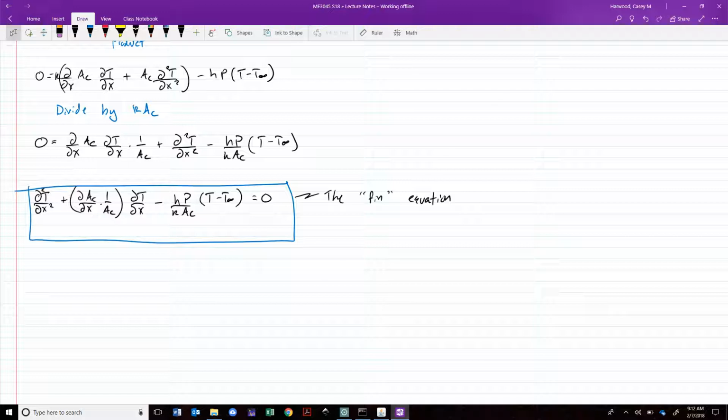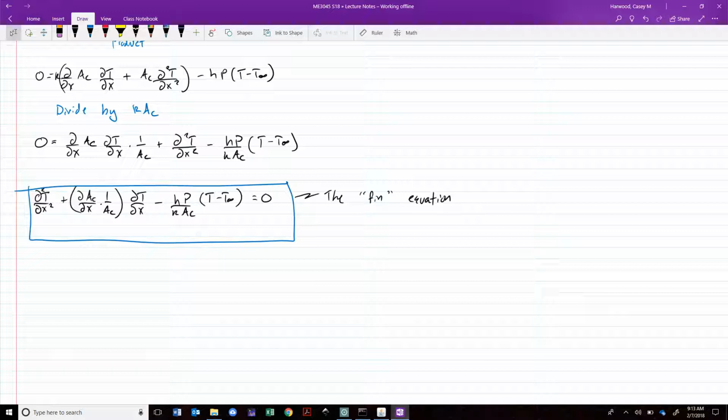What's nice about this is that T is what we're looking for as a function of x. The cross-sectional area and how it varies along x is usually defined by the geometry of the fin. This is something that we'll know ahead of time. h, k, the perimeter, the cross-sectional area, again, these are all defined by the problem. And so what it turns into is a second-order differential equation on T, a second-order ODE with constant coefficients, which is something that you've all come across before.